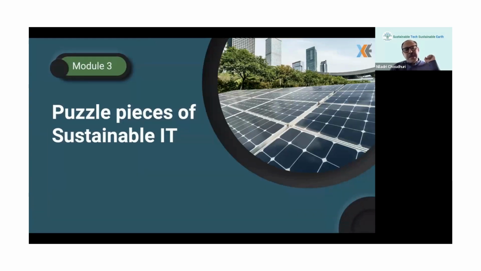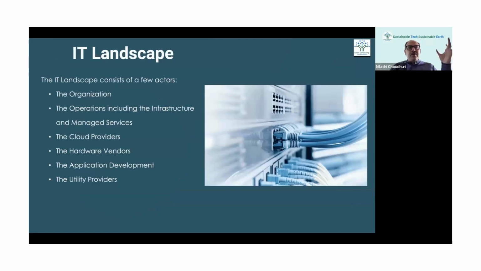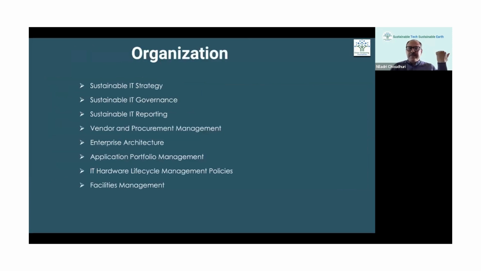So what are those puzzle pieces of sustainable IT? We will look at the sustainable IT reference model, software application architecture, tools and technology. So what is the IT landscape consisting of? First of all, we have to look at it from the organization's point of view. We need to look at the operations, including the infrastructure and managed services. We have to look at the cloud providers, hardware vendors, application development, and utility providers.